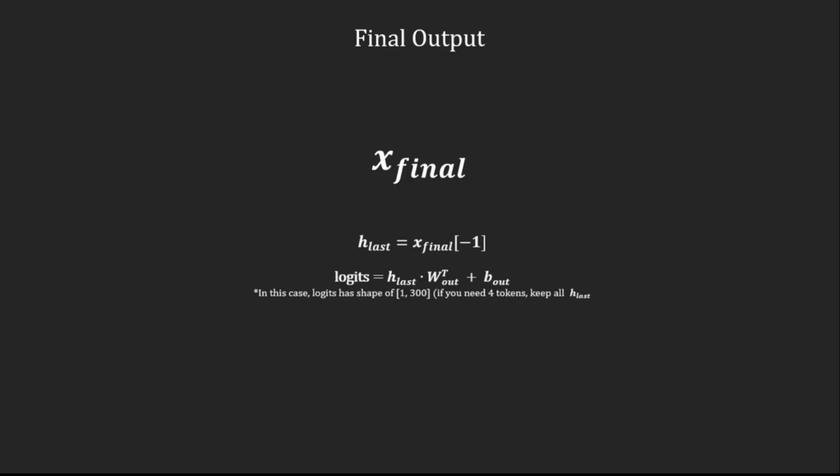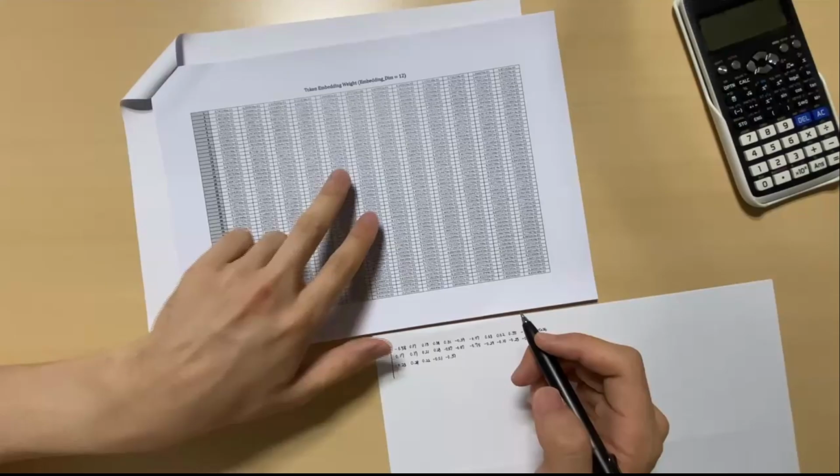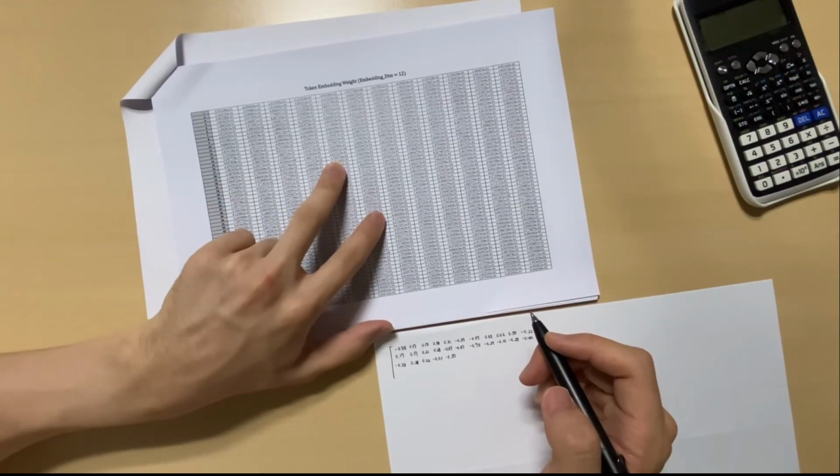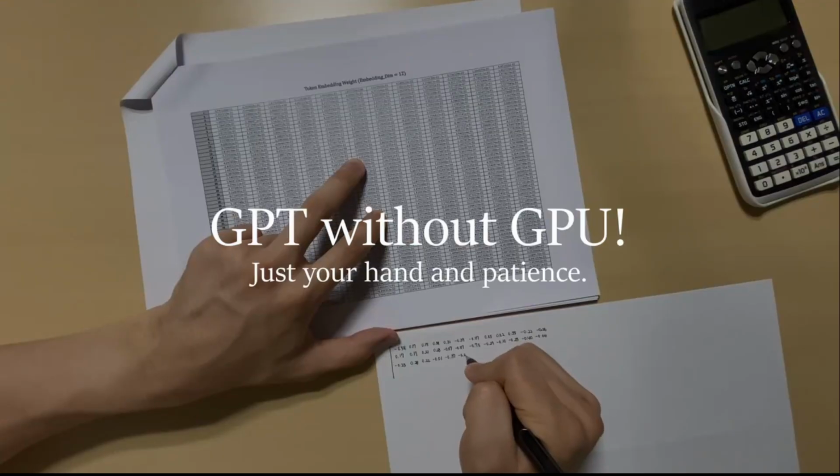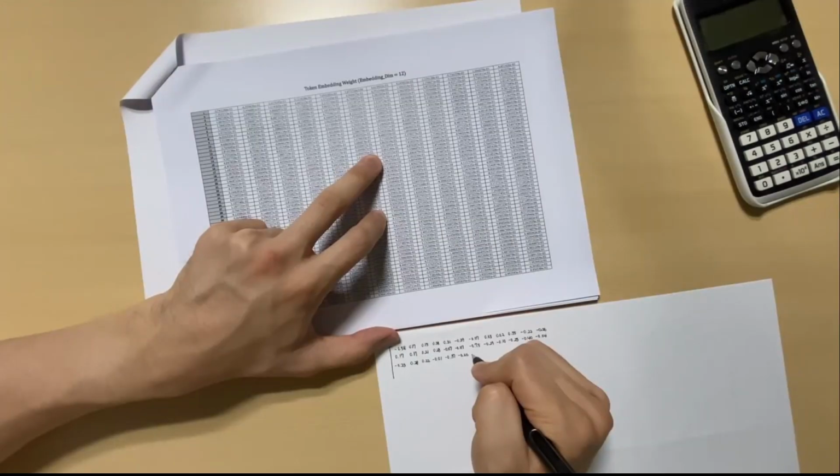From xFinal, take the last token's embedding and use it to compute the final logits using the output weights and biases. Then, pass those logits through a softmax function to get a probability distribution over the vocabulary. Finally, select the token with the highest probability, and that gives you the predicted next token. All. Yes, it's a lot of computation, but technically, you could go through all of this without a GPU, just with your bare hands and some patience.